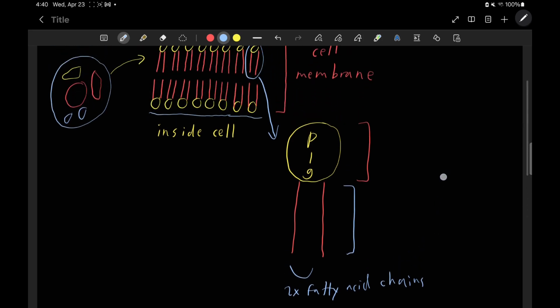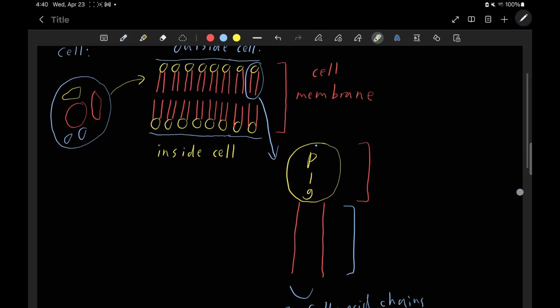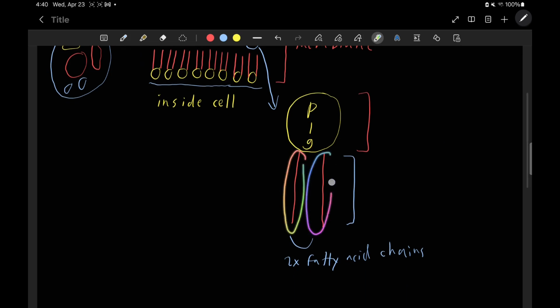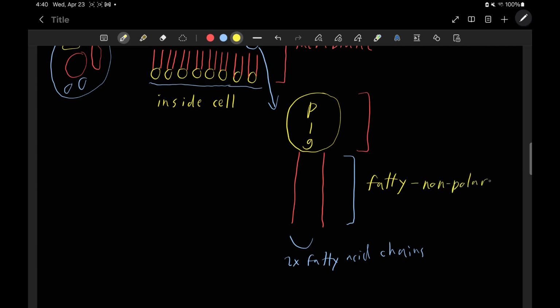So, just to cover that again, each of these phospholipids contains a head with a phosphate group attached to a glycerol, and then down here you have your two fatty acid chains. So the part down here is fatty, meaning it is nonpolar, and nonpolar things don't like water, so this is hydrophobic. However, your phosphate group and your glycerol up here make the head polar. Therefore, this likes water, so it's hydrophilic.